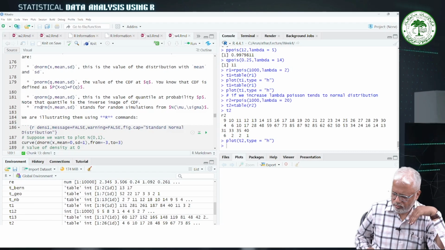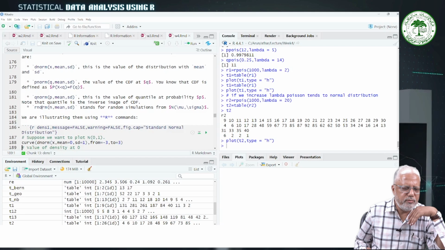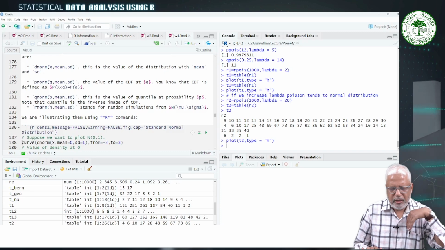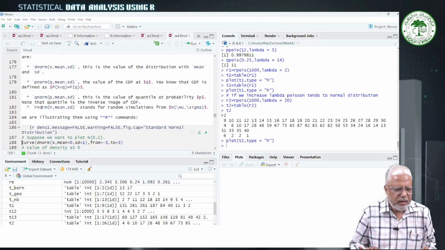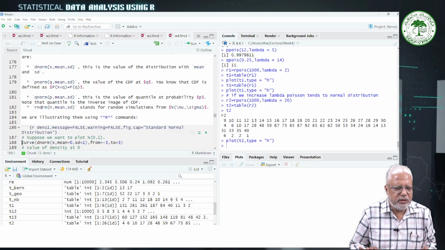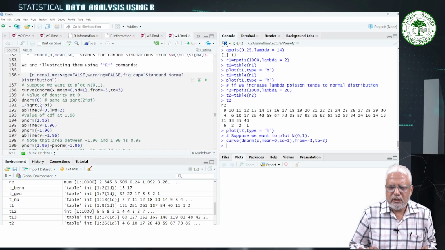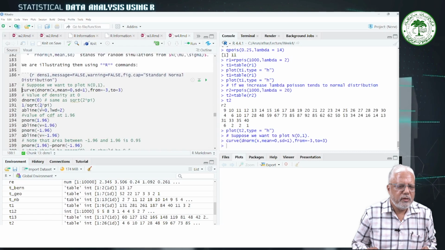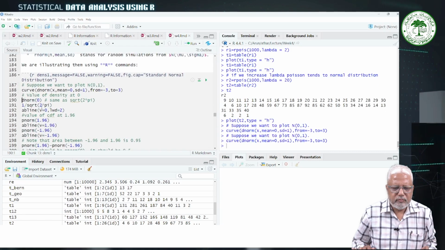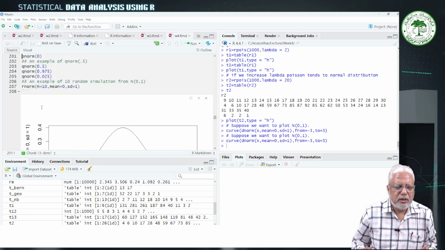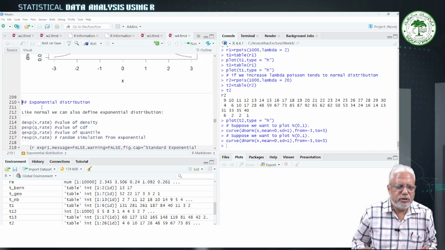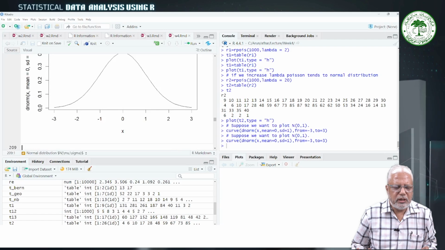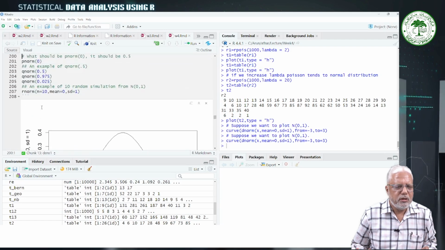So here I would like to talk about, this was the historical background. The curve function we are going to use is dnorm, with x from -3 to +3, because most of the area under the normal curve is covered from -3 to +3. See, this is the normal distribution. It has most of the area covered under -3 to +3.